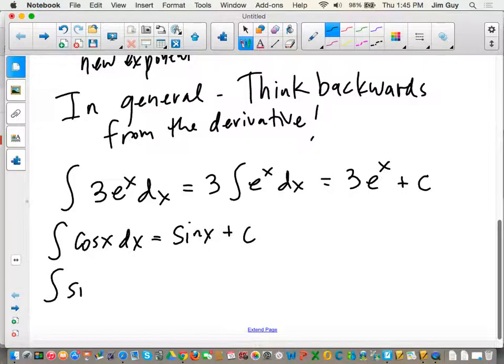What would the integral of sine of x be, though? Say it again. It is negative. So be careful of that, because we're talking about the antiderivative. The derivative of sine was positive cosine. But think about going backwards. The derivative of cosine was negative sine. So the antiderivative of a positive sine would have to be a negative cosine. So this is negative cosine.